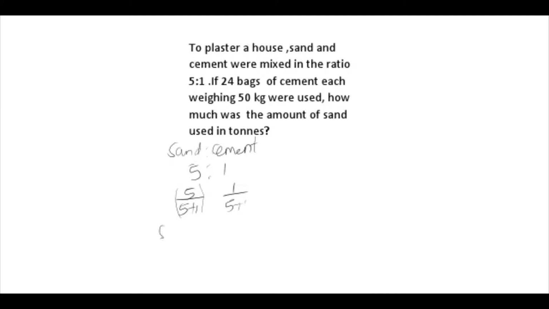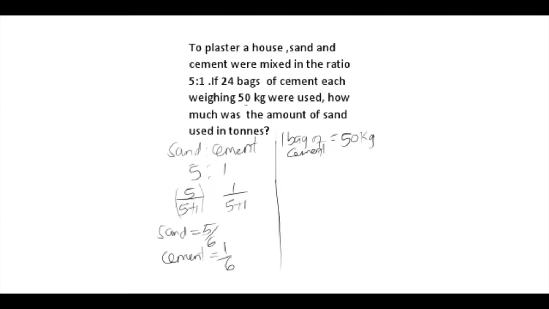So we have sand is equal to 5 over the total, 6, while cement is equal to 1/6. So we are told one bag of cement weighs 50 kg. So one bag of cement is equal to 50 kgs, and 24 bags of cement were used. What about 24 bags of cement will be equivalent to how many kg?